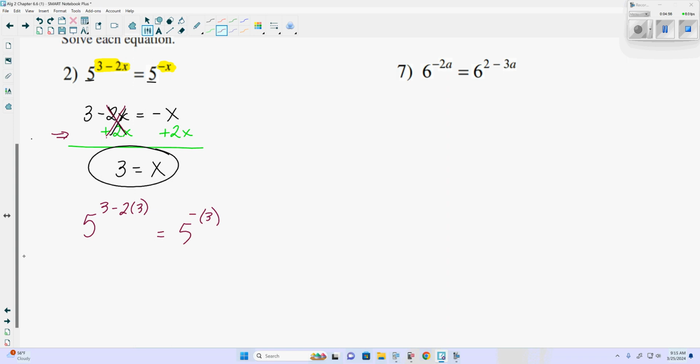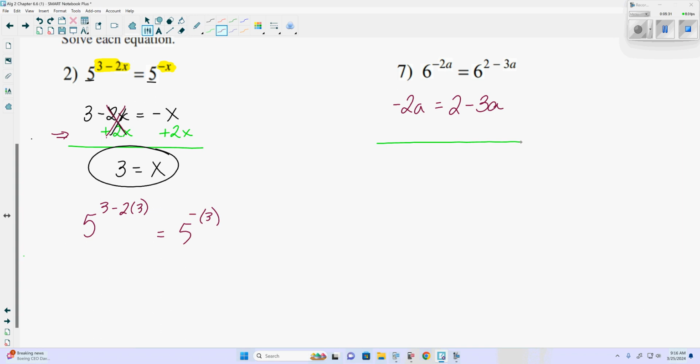Let's look at the next one. 6 to the negative 2a is equal to 6 to the 2 minus 3a. We do have one base on either side, and they are both the same. So for this to be true, we're saying that negative 2a has to equal 2 minus 3a. The exponents have to be the same. If the bases are the same, then the exponents have to be the same also.